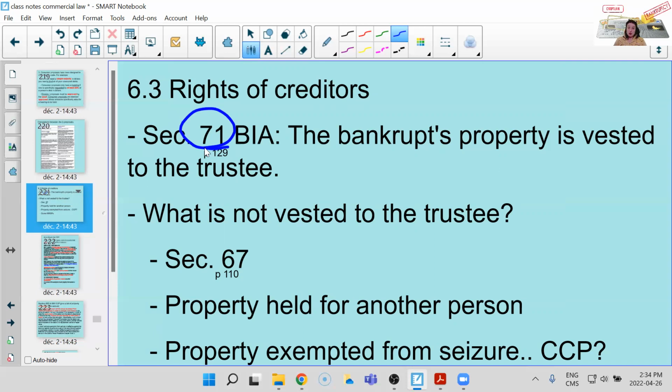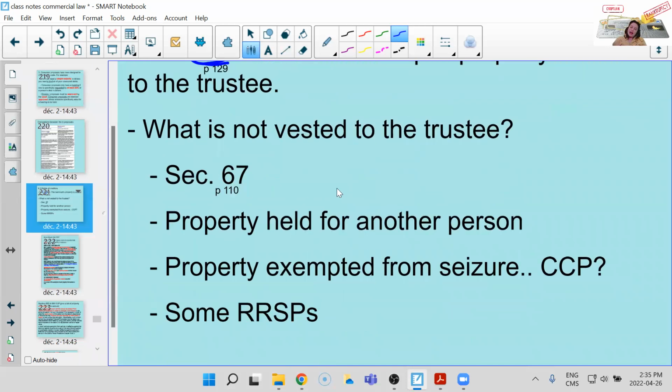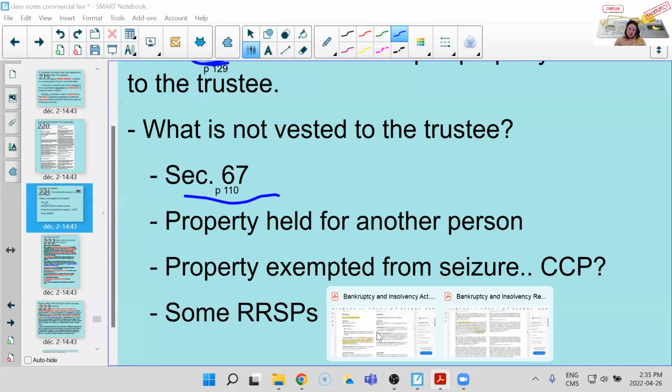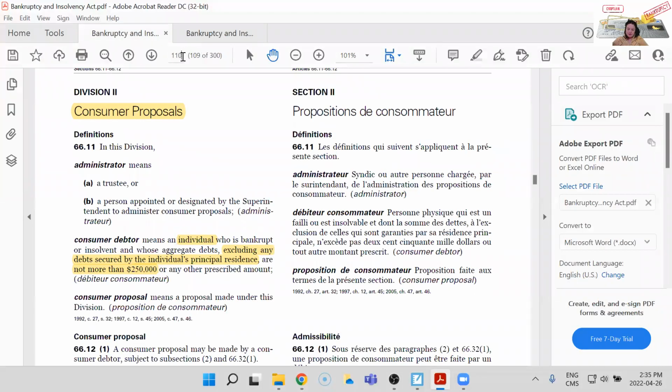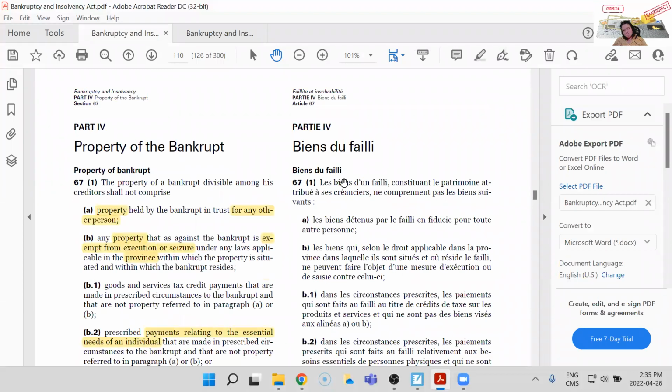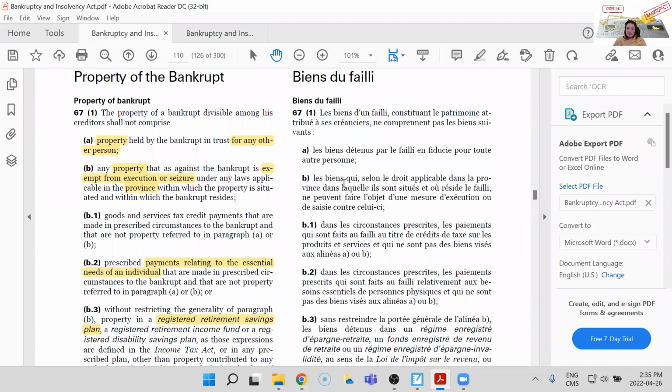I don't want to do civil procedure 2. First, because we don't have time to do it, plus I don't think your civil procedure 2 teacher will be happy if I've already covered the material. But I'm going to give you some general lines. Does everything go to the trustee? No. When we look at section 67, the property of the bankrupt, what is not vested to the trustee?